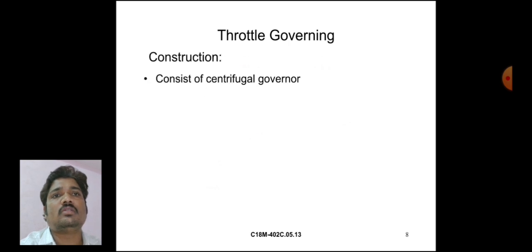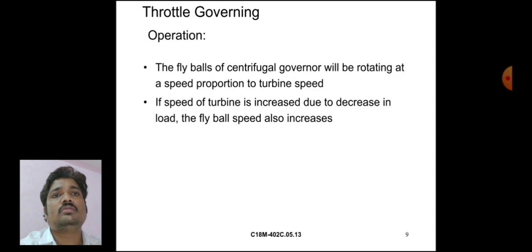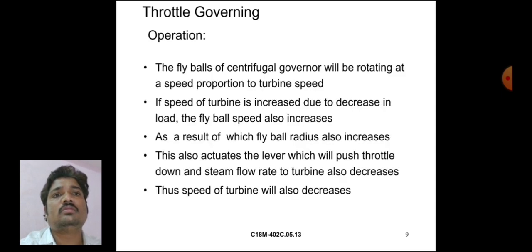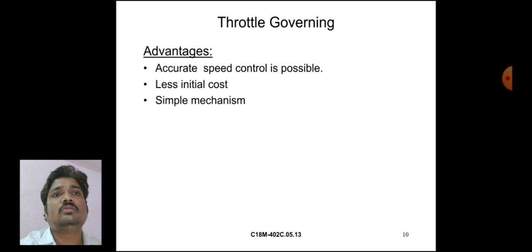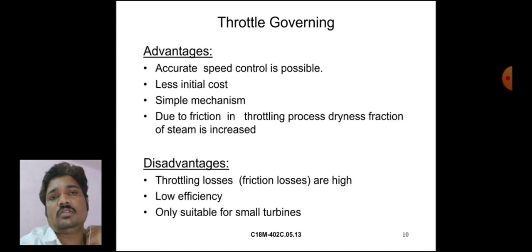Throttle governing: advantages and disadvantages. Advantages: accurate speed control is possible in throttle governing, less initial cost, simple mechanism.